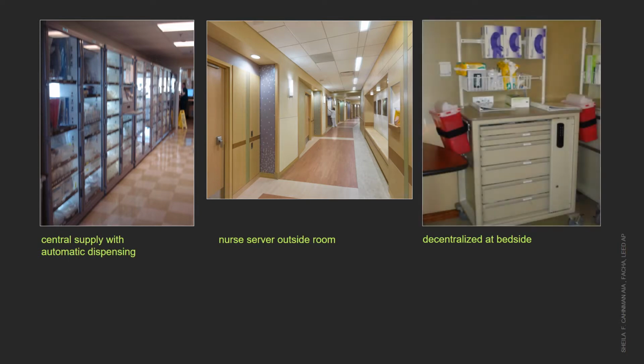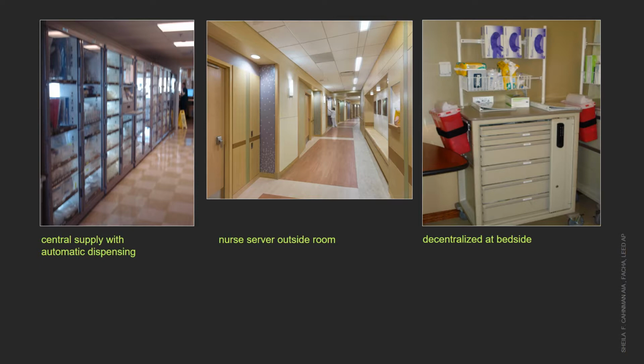So here are three examples of different types of supply distribution strategy. The first is a supply strategy where supplies are centrally located with automatic dispensing. So it's sort of like vending machines that can account for how the supplies are being distributed per patient and charged per patient. So these are called by the manufacturer's names Pyxis or Omnicell, you'll sometimes hear. And these can commonly be located in one or more places on the unit, but are centrally located.